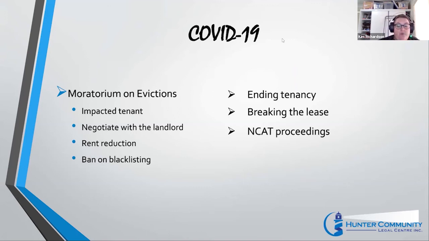These restrictions were originally due to end on the 15th of October 2020, and they've now been extended until the 26th of March 2021. So at this stage, there's about another 9 days of these measures. So the measures include a restriction on landlords evicting tenants who have been financially disadvantaged by COVID-19, unless they have first attempted to negotiate a rent reduction with the tenant.